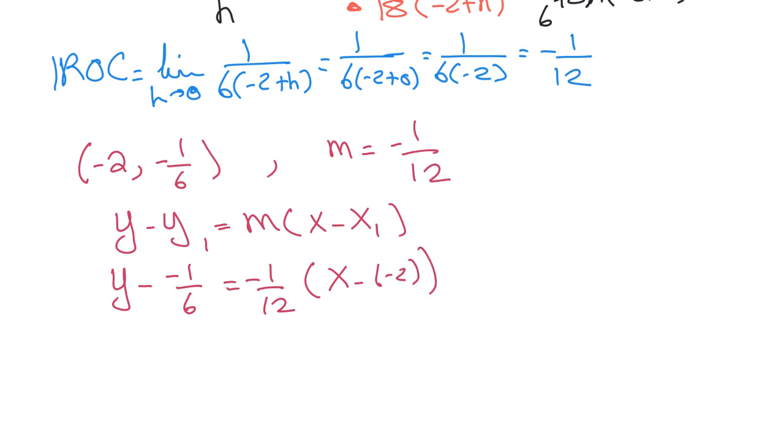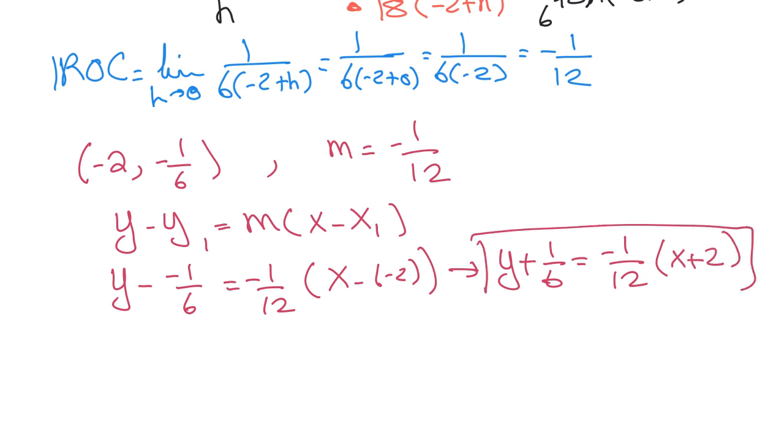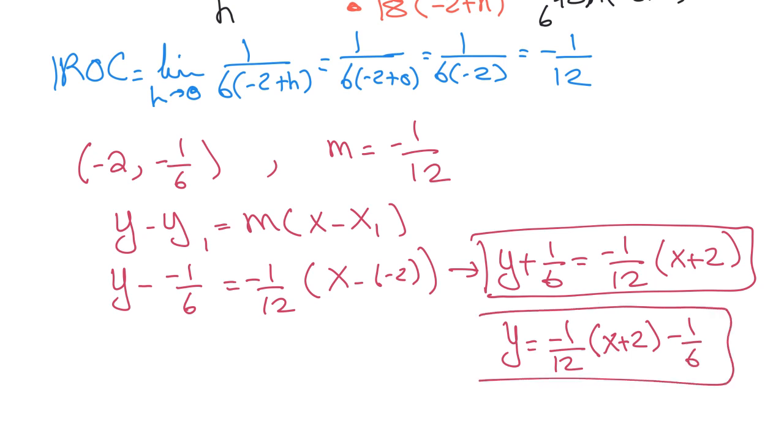I want to clear all of those negative signs. So y plus 1 over 6 equals negative 1 over 12, and I'll keep it in the point slope form, so x plus 2. So you can keep it in this form, or you can say y is equal to negative 1 over 12 times x plus 2 minus the 1 over 6. Both of them are an acceptable answer.